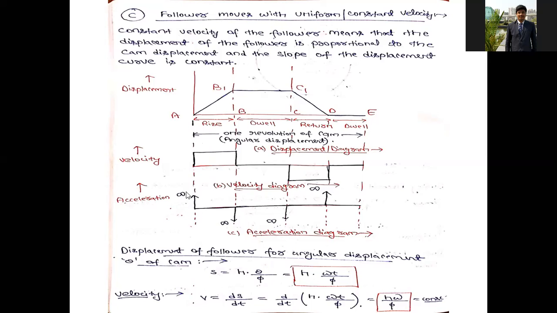Definitely there will be an acceleration. This is, say, velocity v equal to 0. This is, say, velocity v equal to 100 meters per second. That means suddenly you are jumping from 0 meter per second to 100 meter per second. That means you have to give a sudden jump to the acceleration.